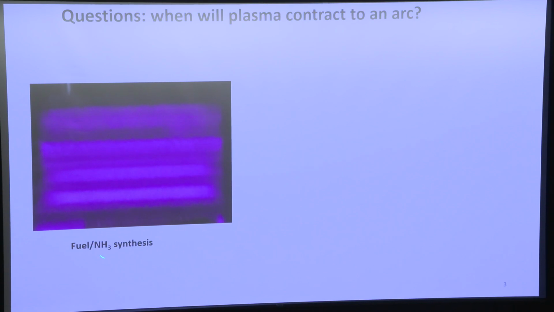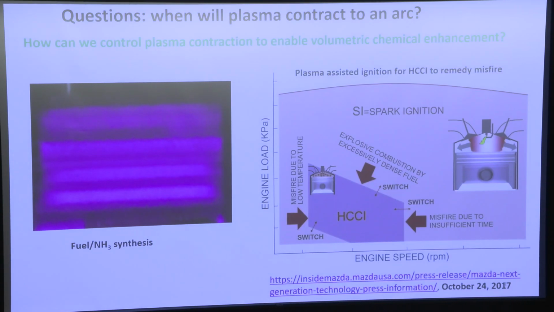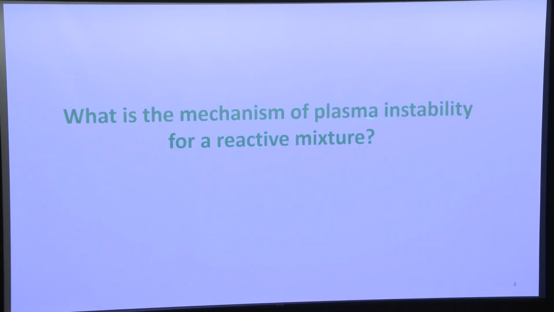A lot of people are doing ammonia synthesis, and the plasma in ammonia seems to be very stable, which is the opposite of being unstable in oxidizer. People trying to develop advanced engines want to understand plasma instability and how to control it. So what is the mechanism of plasma instability in a reactive mixture?